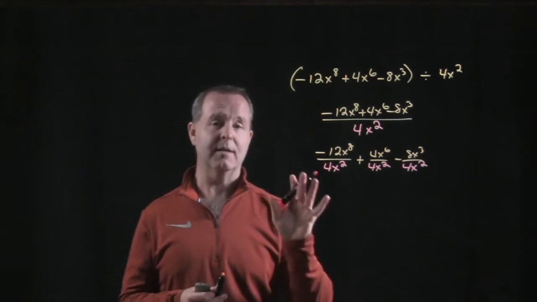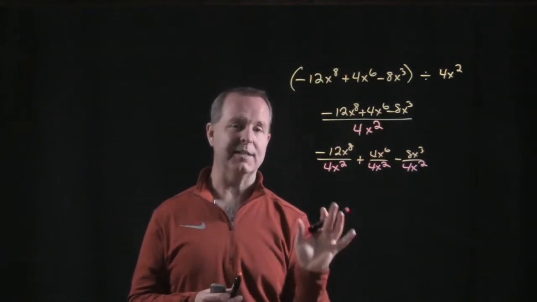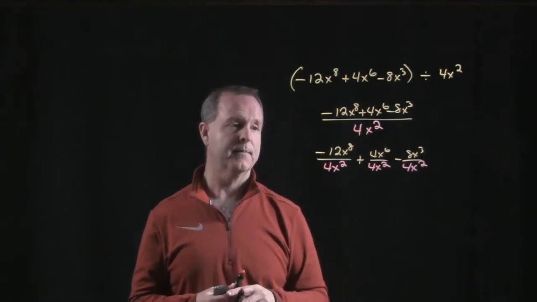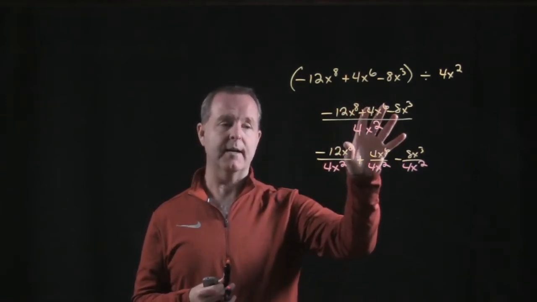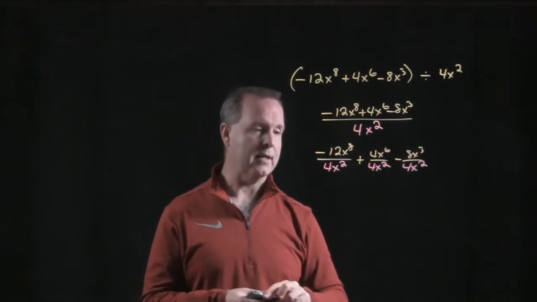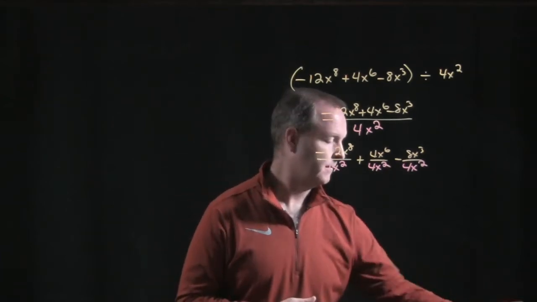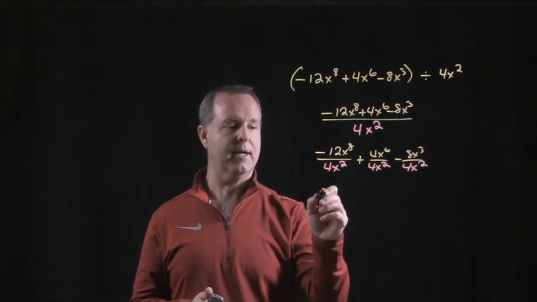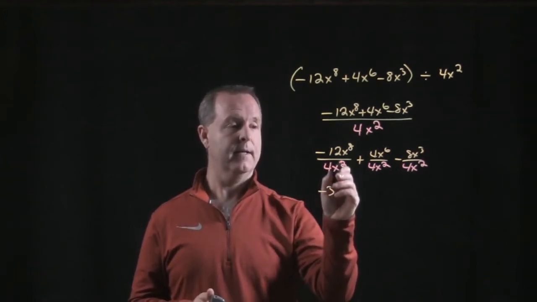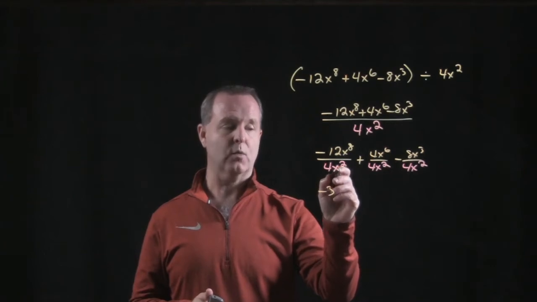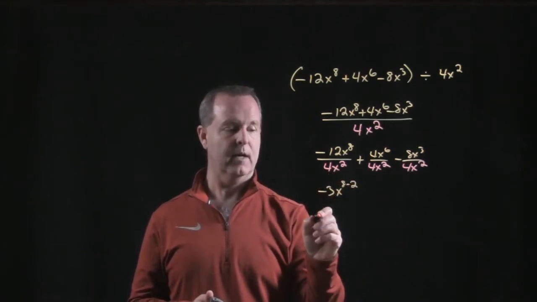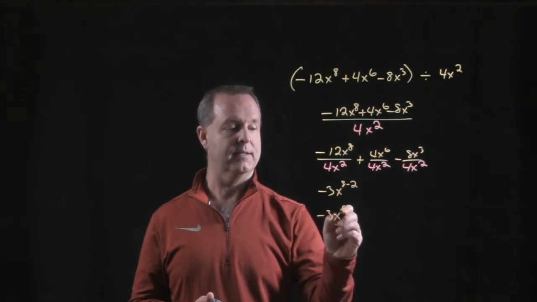So notice that when I'm dividing the entire denominator into the entire numerator, one way to think about it is breaking it up. From here, we can go ahead and look at each term as its own division. So this first one becomes 3x to the 8th divided by x squared. I'll just write that. It becomes 3x to the 6th.